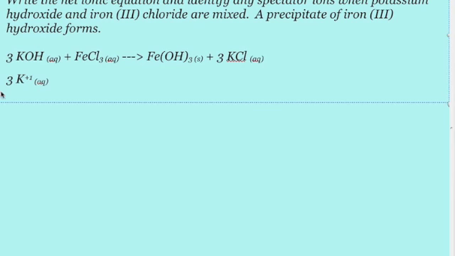Okay, so what we do is we break it apart. So we have 3 potassium ions. We also would have 3 hydroxide ions.